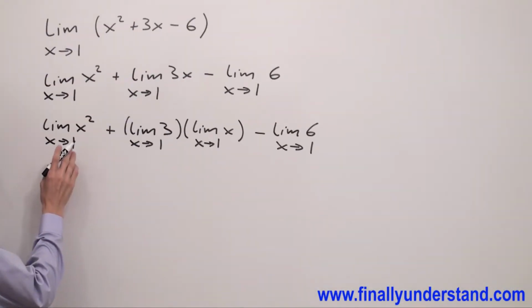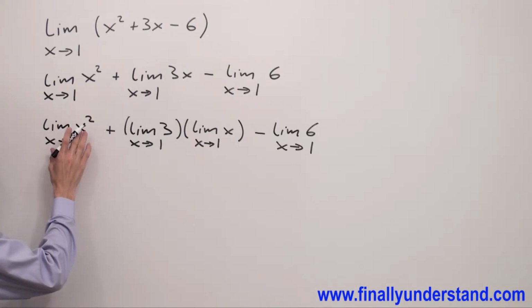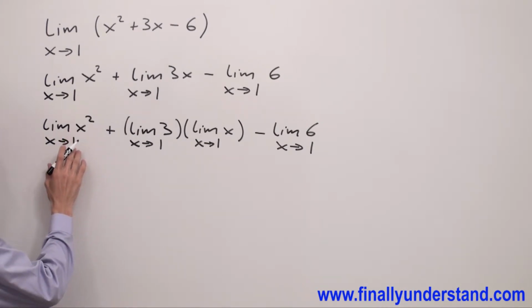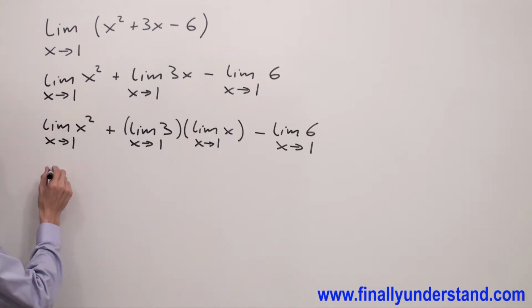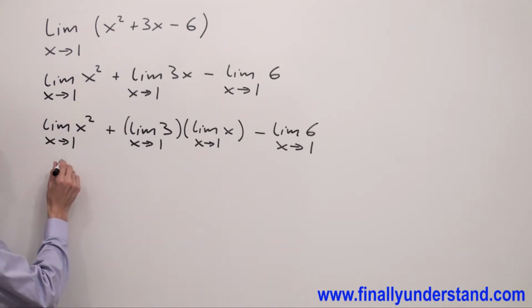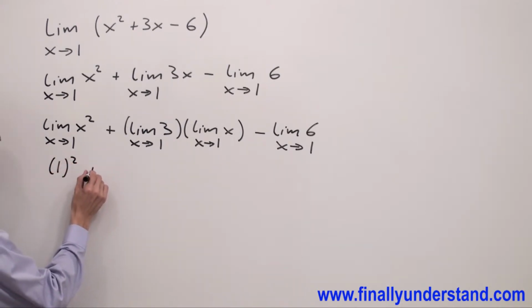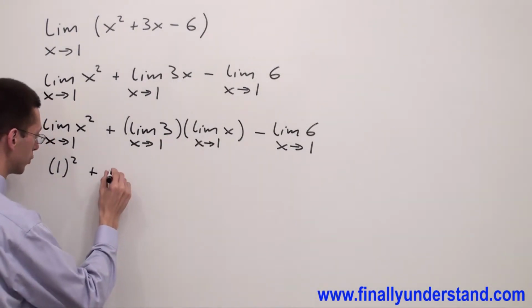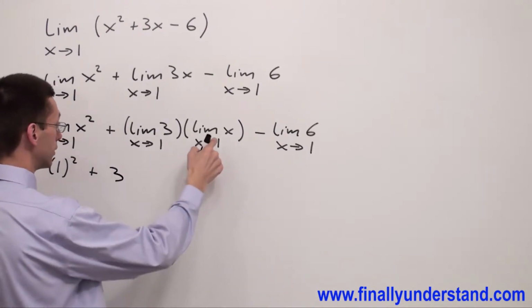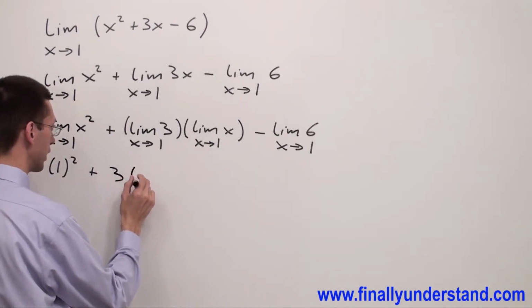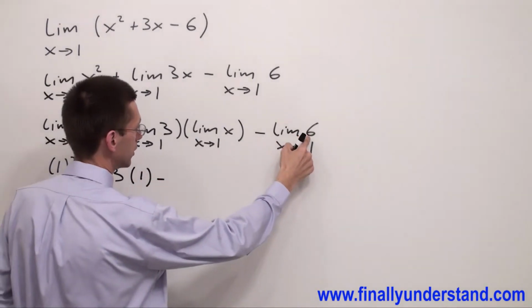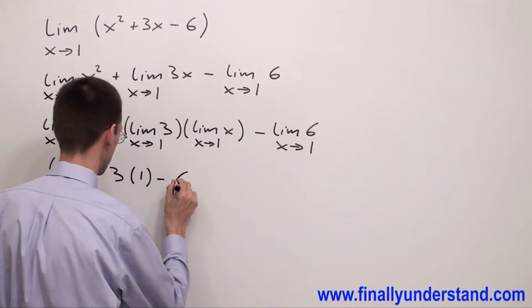Next, we're supposed to simply replace x by whatever x is approaching. So in this case, every single x I have to replace by 1, and I'm going to ignore the limit. So I have 1 to the second power plus, the limit of a constant is equal to the constant, that's why I'm going to write 3. And this x has to be replaced by 1, minus, the limit of a constant is equal to the constant, that's why this is 6.